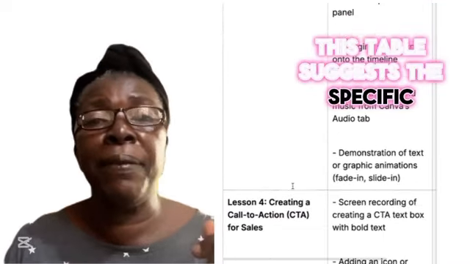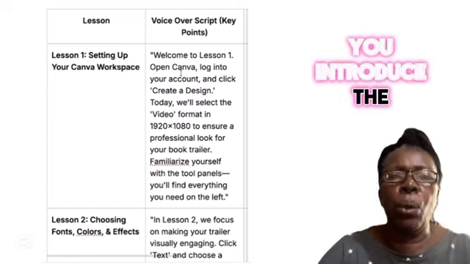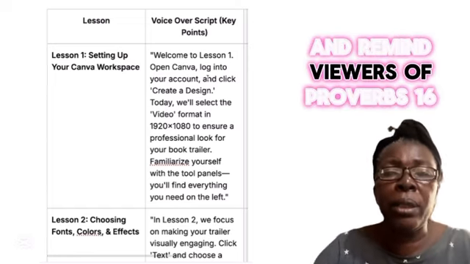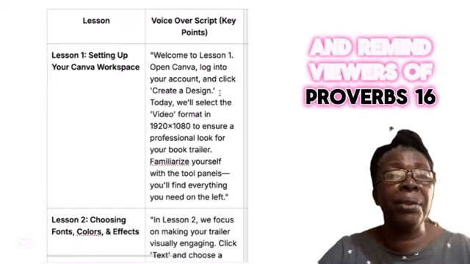That takes us to table 3. Finally, here is our voiceover script content table. This table outlines the key points you need to cover verbally for each lesson. In lesson 1, you introduce the workspace and remind viewers of Proverbs 16:3 to set a purposeful tone.